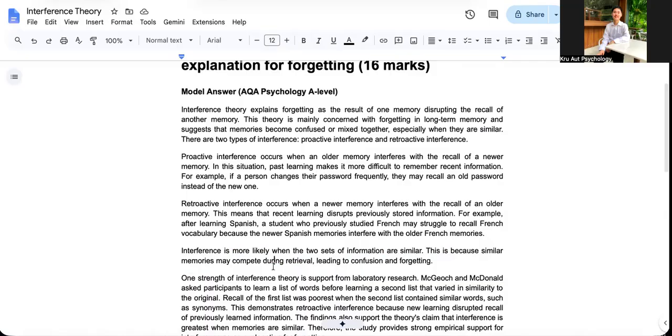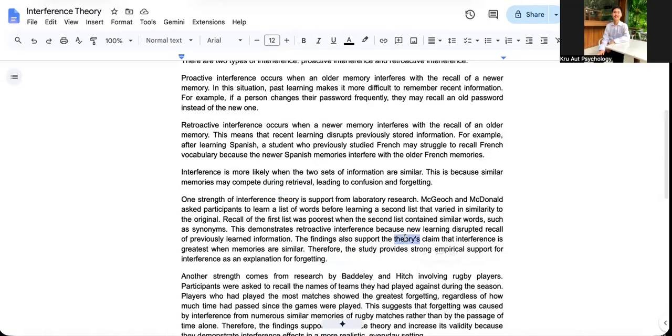I tend to link it back to that topic in memory. That long-term memory can be retrieved back. That information in long-term memory can be retrieved back to short-term memory, and that's how we try to recall certain pieces of information in our long-term memory. So interference happens during retrieval. It's just good to state that somewhere in the AO1. And that's it for AO1.